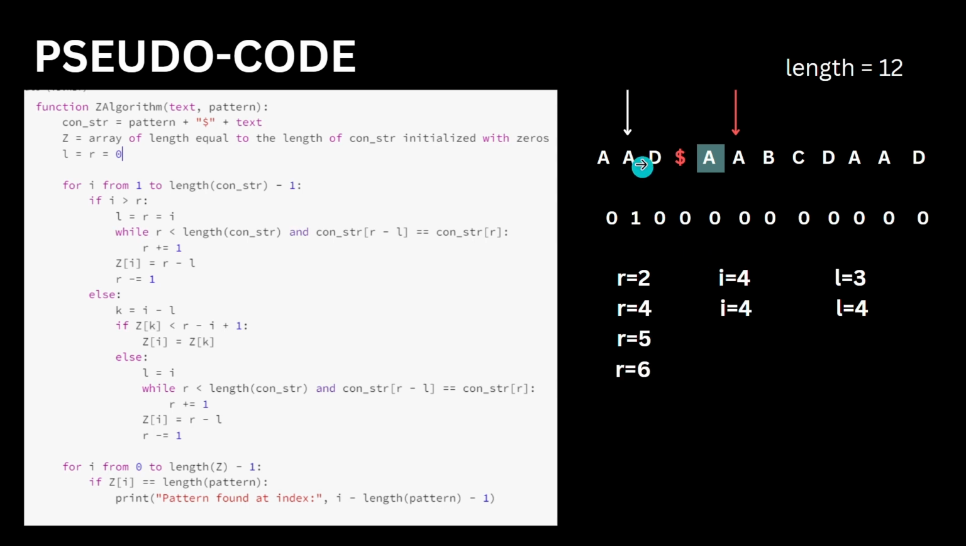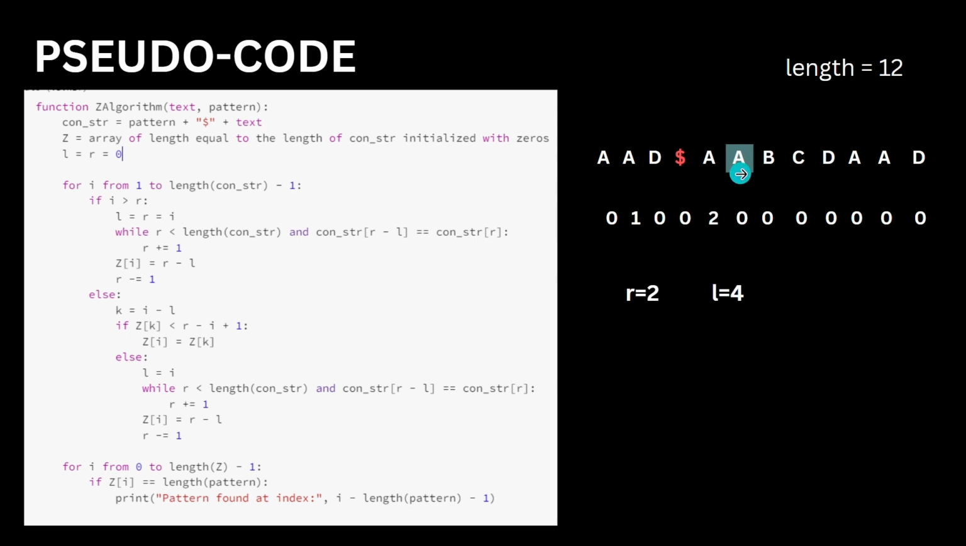Again we'll iterate through the while loop. So now we'll move one index further and we'll check both are A, so R value is further incremented. Now R value is 6, and again we'll move one step forward, and D and B, they both are not equal, so we'll come out of the loop. Z of I, which is Z of 4, is equal to R value 6, 6 minus 4, which is equal to 2. Now I is incremented, so I is equal to 5, L is equal to 4, and R is equal to 2. So I is greater than R, so we'll go into the if loop.